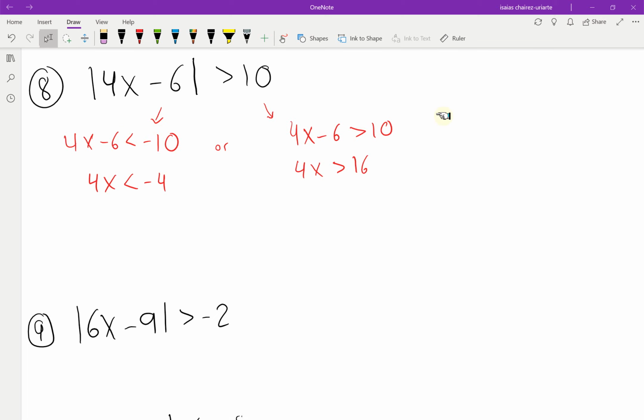Now I'm going to divide by 4. Just remember that if you have a problem where you divide or multiply by something negative, the inequality sign flips. Okay, so I'm going to divide by 4 on both sides. So that's going to say x is less than -1. Over here I'm going to divide by 4 on both sides. So that says that x is bigger than 4.